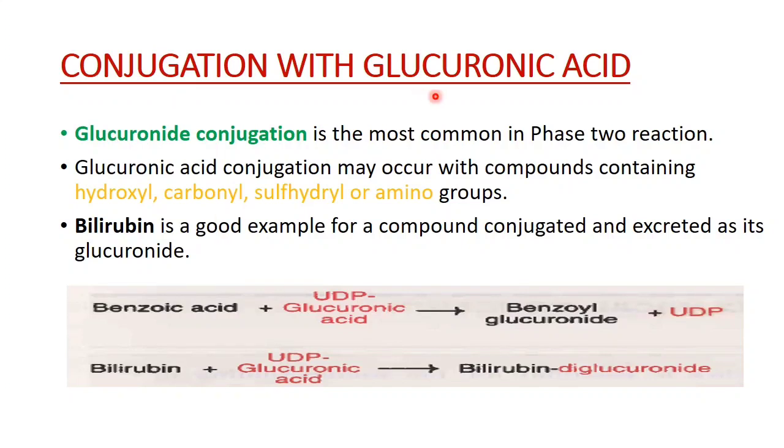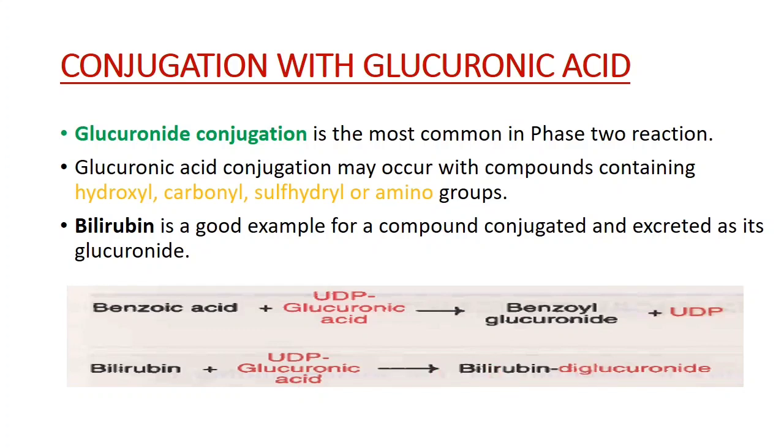Conjugation with glucuronic acid is the most common in phase 2 reaction. The glucuronic acid conjugation may occur with compounds containing hydroxyl, carbonyl, sulfhydryl or amino groups. Here is the example of bilirubin, which combines with the UDP glucuronic acid and is excreted as its glucuronide.